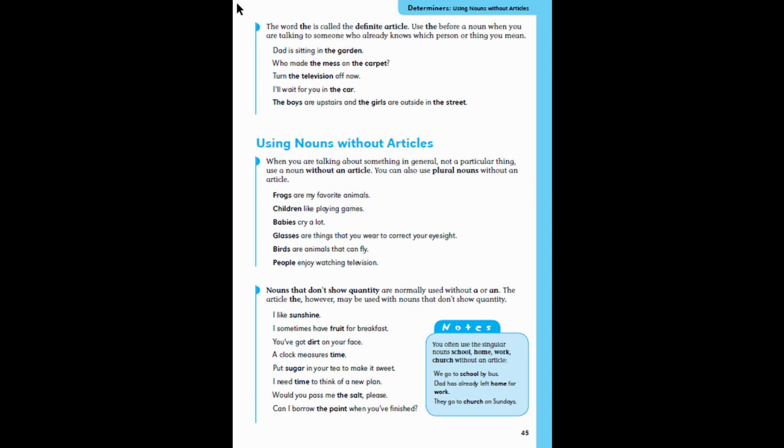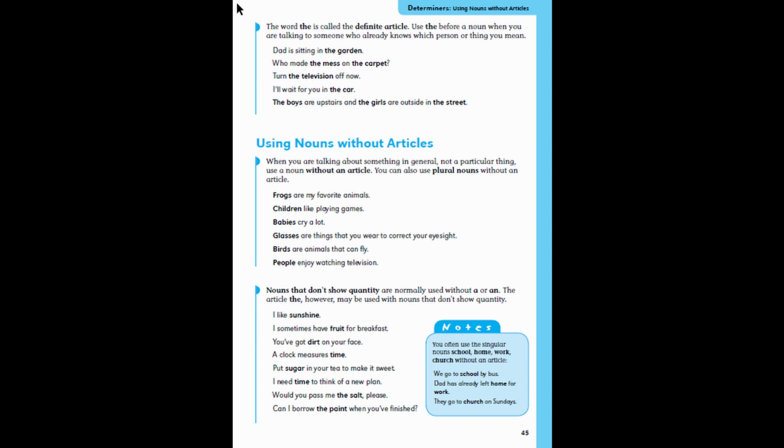Now, all these words: sunshine, fruit, dirt, time, sugar, time again, the salt, the paint. All of these things aren't very quantifiable. Like, you can't really quantify them in numbers, right? You can't really quantify sunshine in numbers. You can't really quantify fruit in numbers unless you say, I have 8 fruits or 10 fruits. You've got dirt on your face. You can't say, I've got 10 dirt on my face. You just say, I've got dirt on my face. A clock measures time, all right?